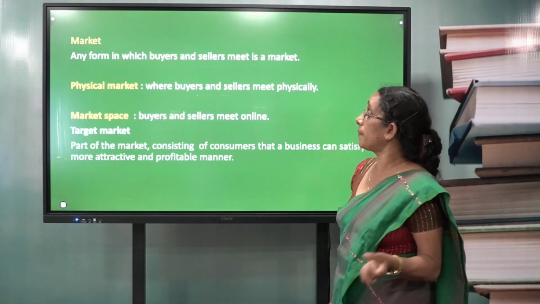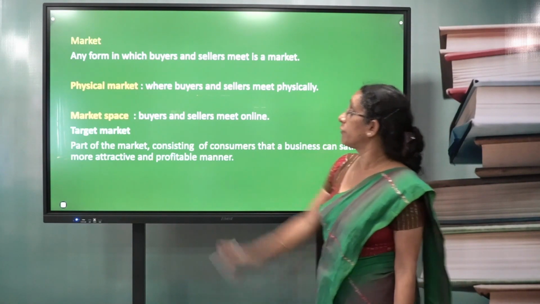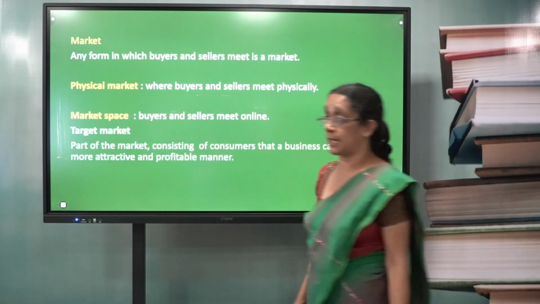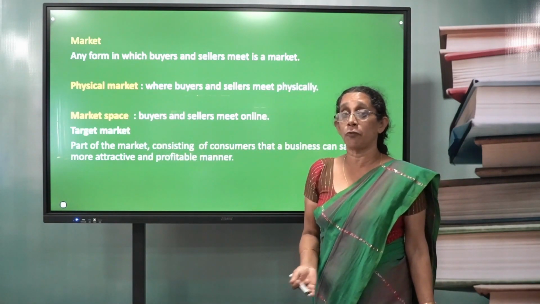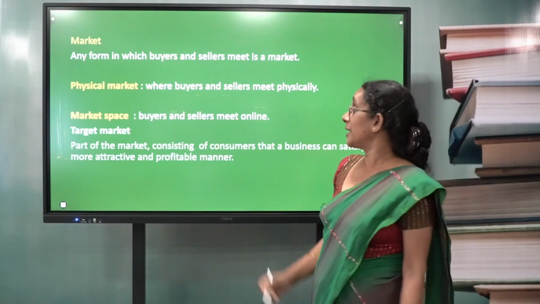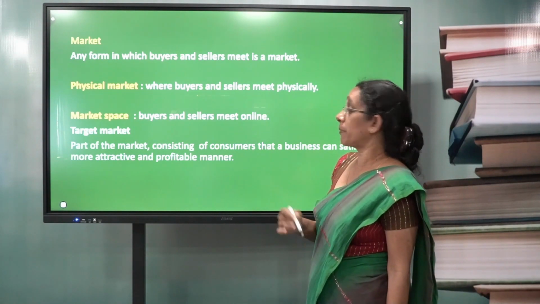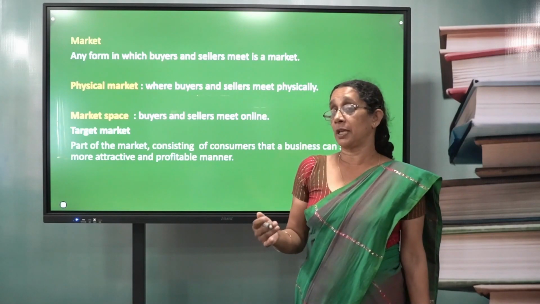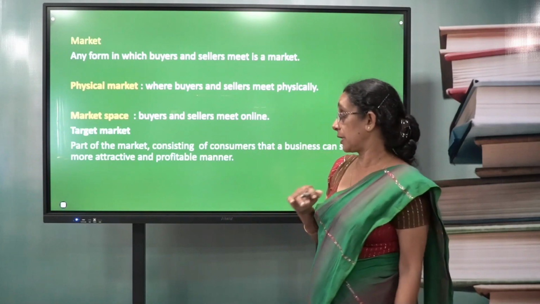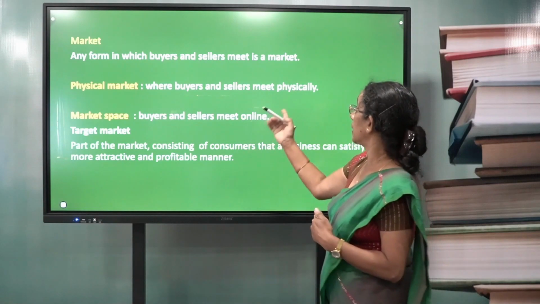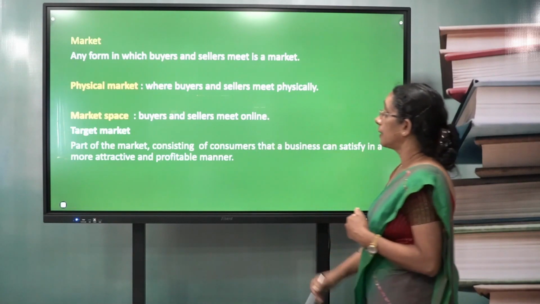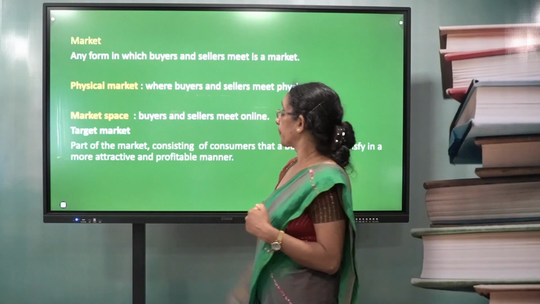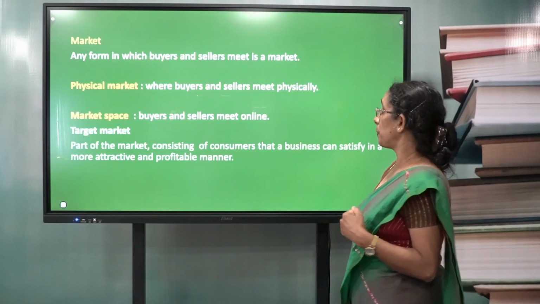And a market can be divided basically as physical market and market space. As I explained, if you go to a shop and buy a good from that shop, you meet the seller physically and the seller meets you physically. That is a physical market. Then there is market space, where buyers and sellers meet online.